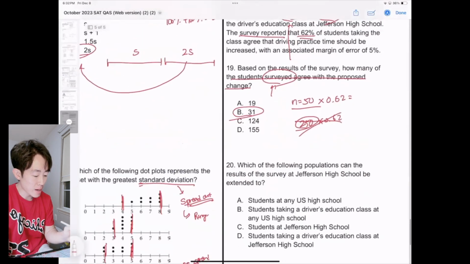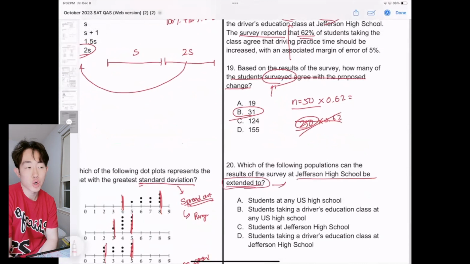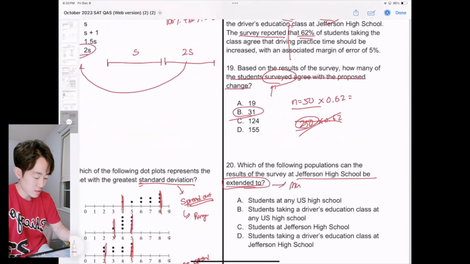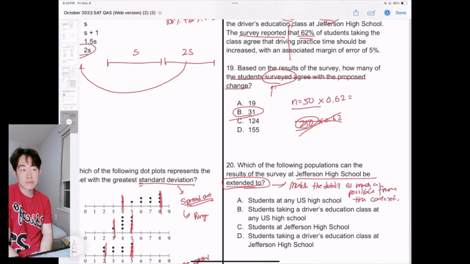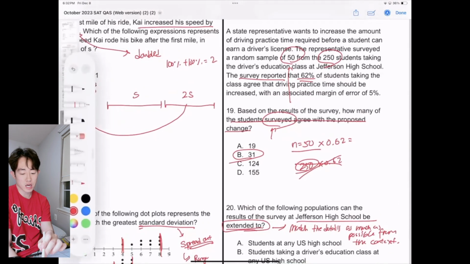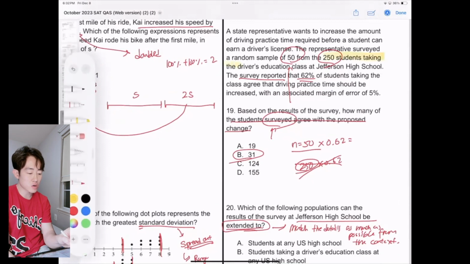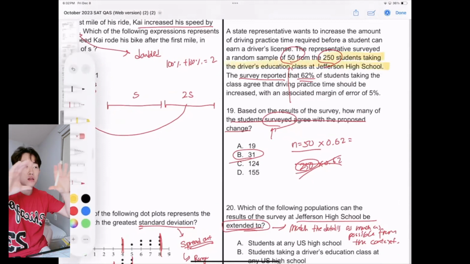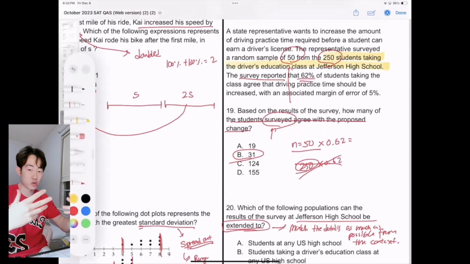Number 20, which of the following population results of the survey can be extended to? I always tell my students to always match the details as much as possible from the context. So what this means is, okay, so you targeted the 50 from 250 students. I'm going to use a highlighter for this one. 250 students taking the driver's education class at Jefferson High School. That's the context. Those are the people that you can extrapolate to or use the results of the findings to apply to.